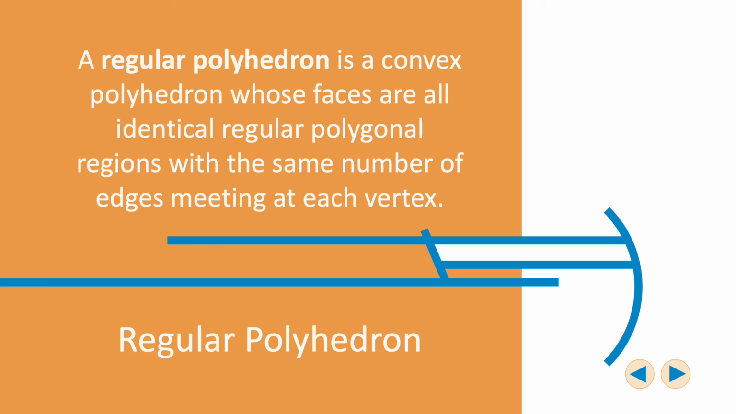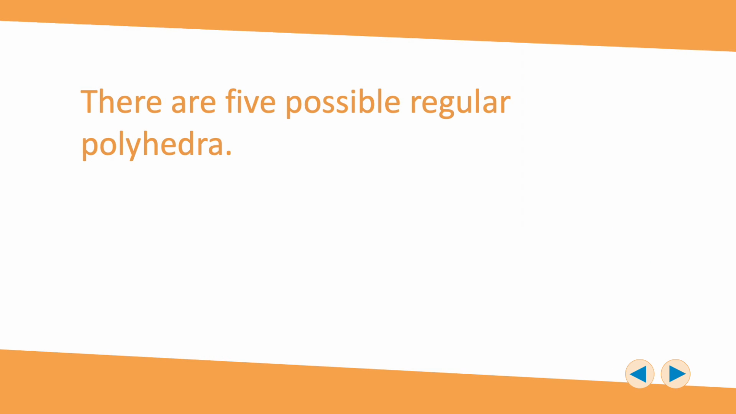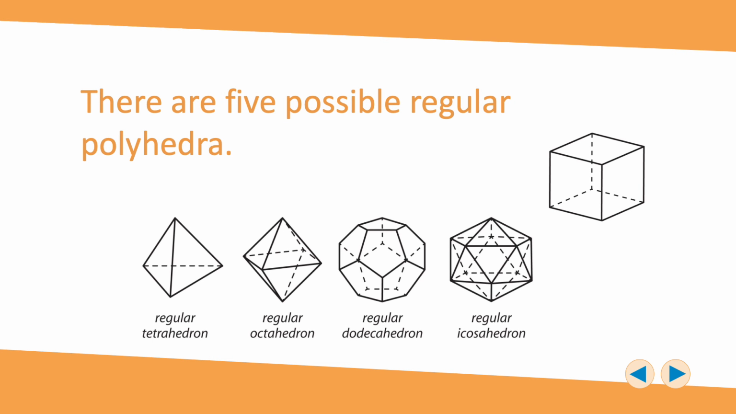A regular polyhedron is convex. Okay, that means the points are going out. It's a convex polyhedron whose faces are all identical regular polygons, and they have the same number of edges meeting at each vertex. So there are only 5 possible regular polyhedra. Just 5. So these are the 5 that we have.